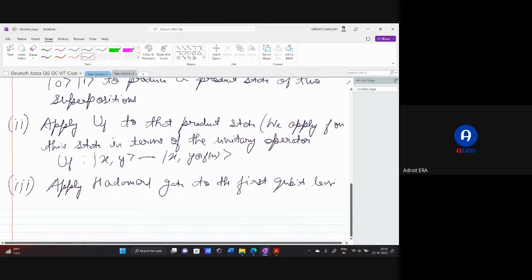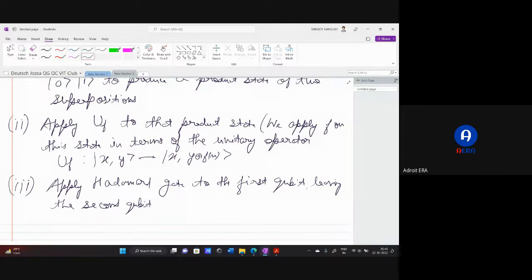leaving the second qubit. So consider the second qubit as a supporting character, just like in a movie. In a movie you have supporting characters, right? You not only have the hero and heroine, but also supporting characters. Without supporting characters, if only hero and heroine are there, then how will the movie run? That doesn't make too much sense, right? You need several supporting characters. So this second qubit is your supporting character, and the first qubit is your hero.